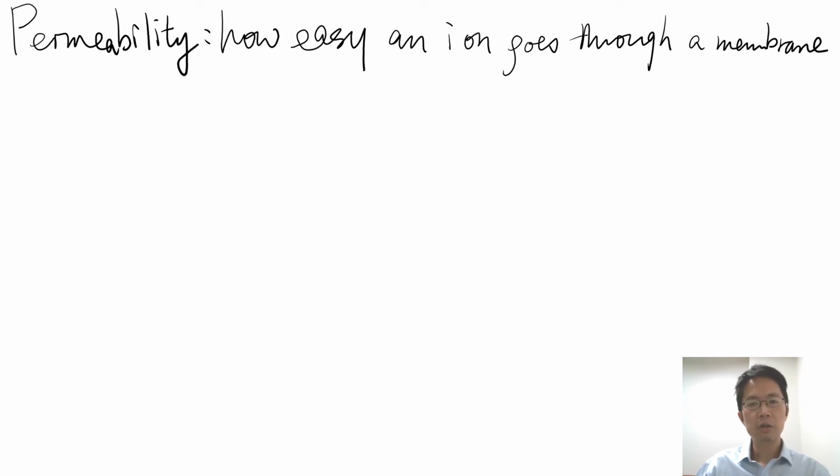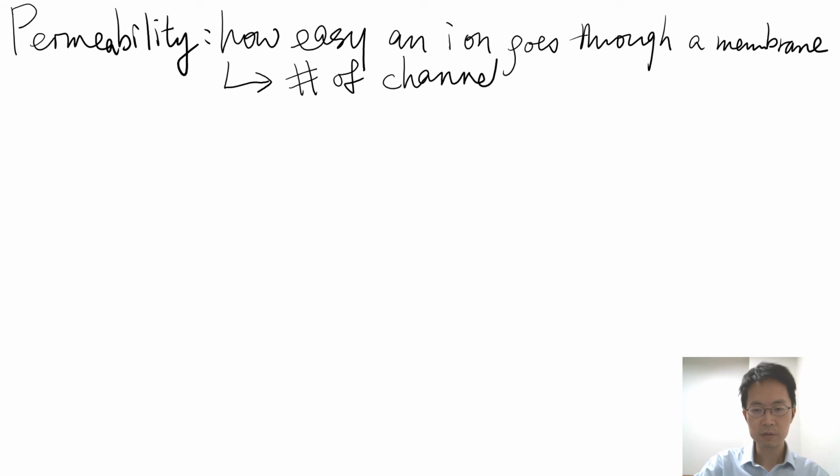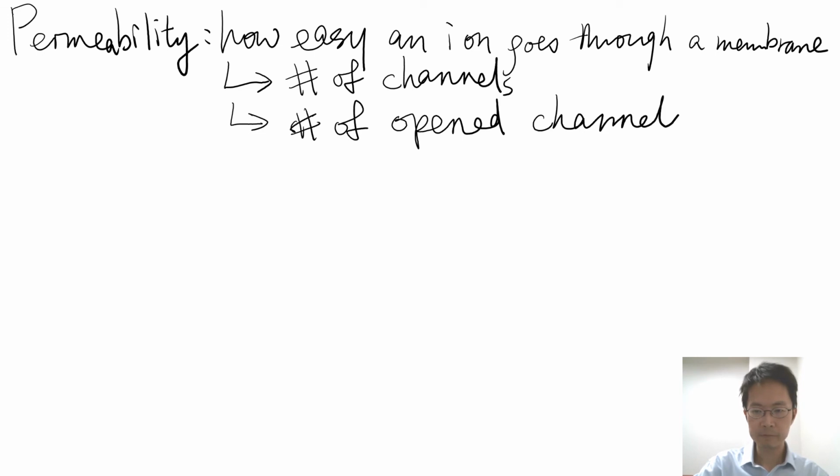So it depends on two factors. One, the number of channels of that ion, and second, the number of opened channels. So permeability depends on at least these two factors.